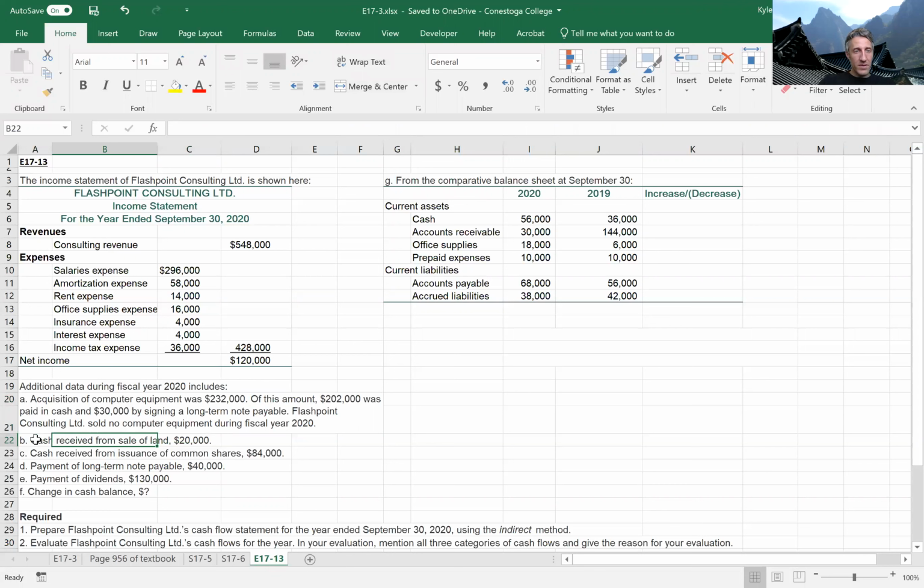They received cash from the sale of land. They received cash by issuing common shares. They paid down some note payable, and they paid dividends. What's the overall cash balance? Okay, so we're going to do a cash flow statement in order to figure that out.